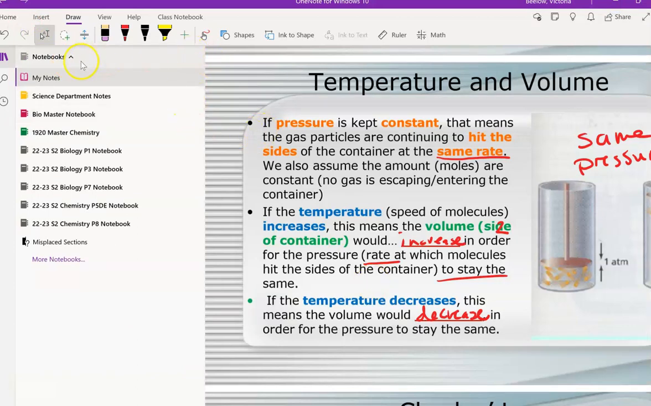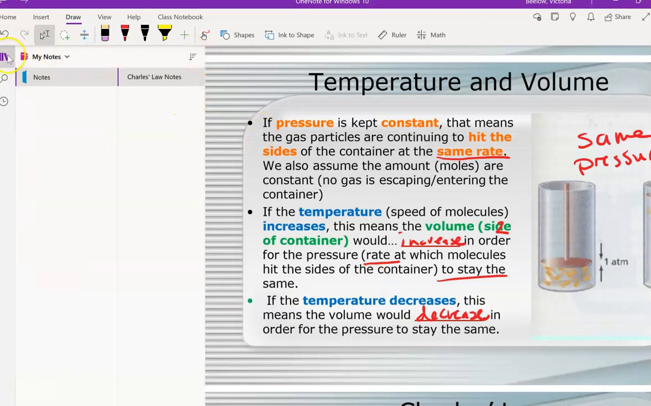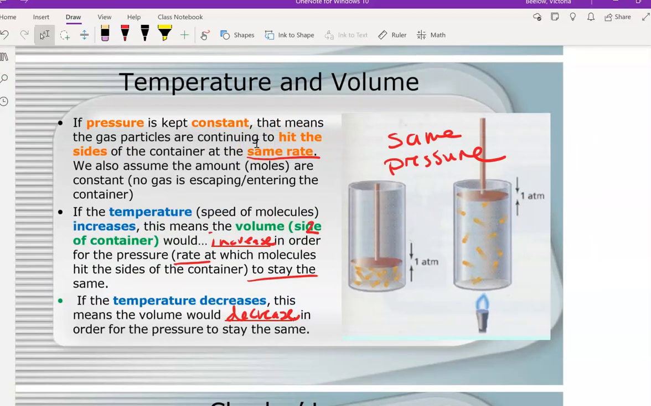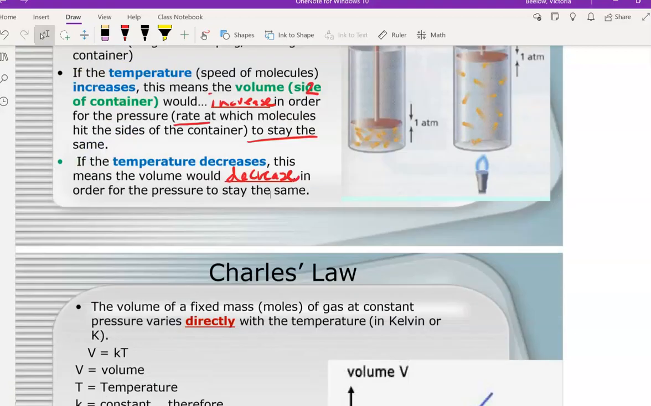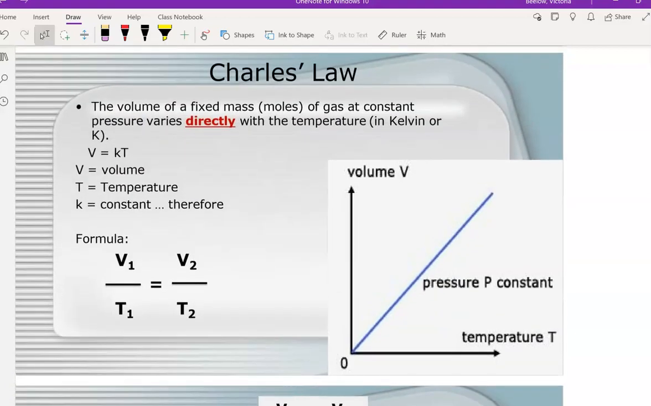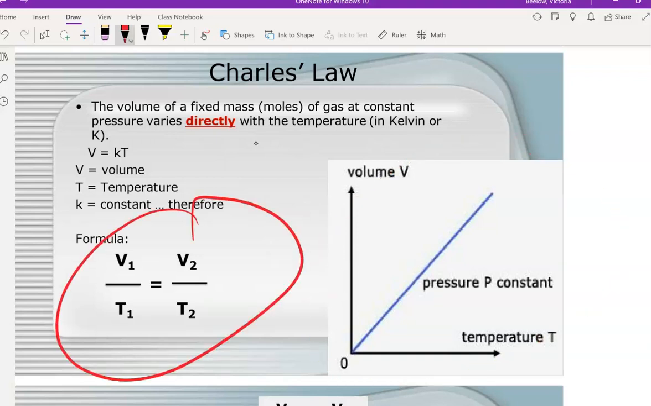So that is Charles' Law. When the pressure stays the same and we're seeing changes in the temperature and the volume, this is a direct relationship: as the temperature increases, the volume increases, and as the temperature decreases, the volume decreases. So this is a directly proportional relationship, represented by this graph and this formula.